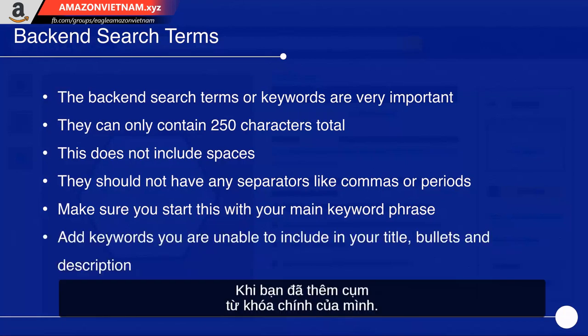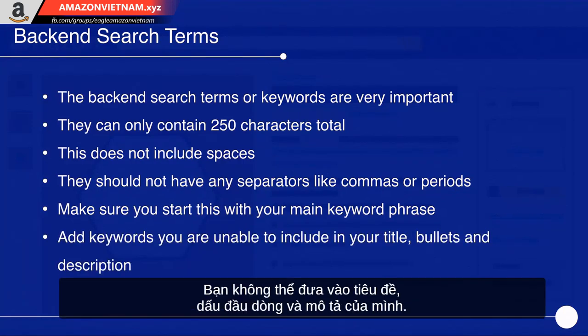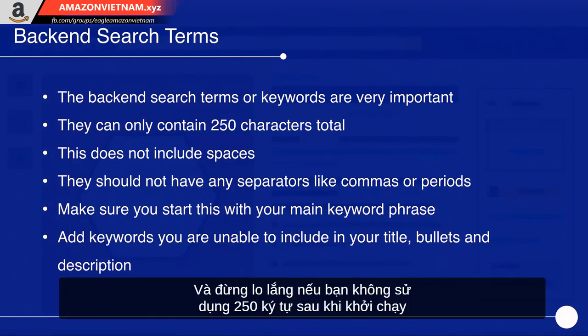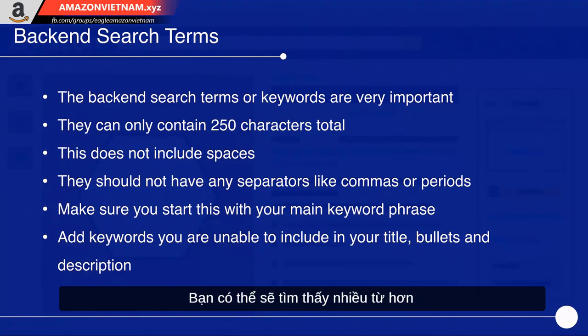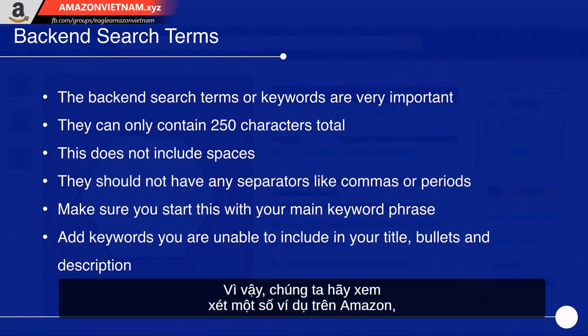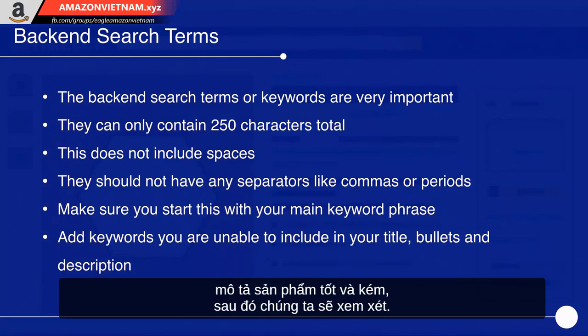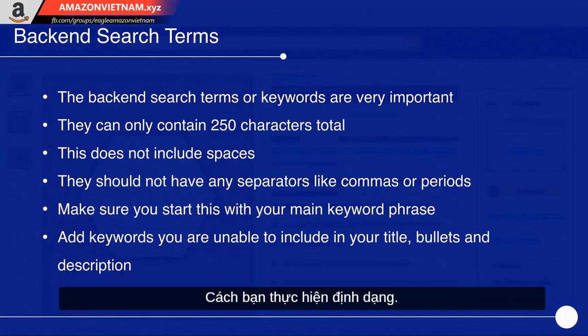Once you've added your main keyword phrase, you want to try and add keywords you are unable to include in your title, bullets, and description. And don't worry if you don't use the 250 characters. Once you've launched and you start seeing more keywords and how everything works, you are probably going to find more words that you want to put in the back end anyway. So let's go take a look at some examples on Amazon of good and bad product descriptions, and then we'll take a look at how you do the formatting.